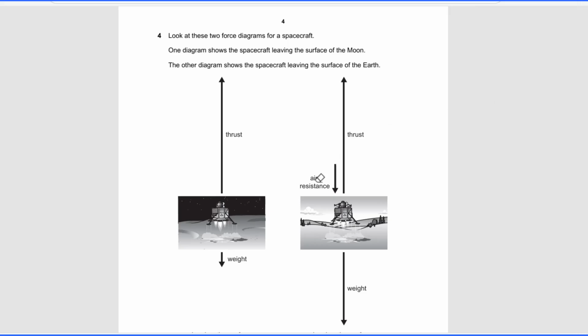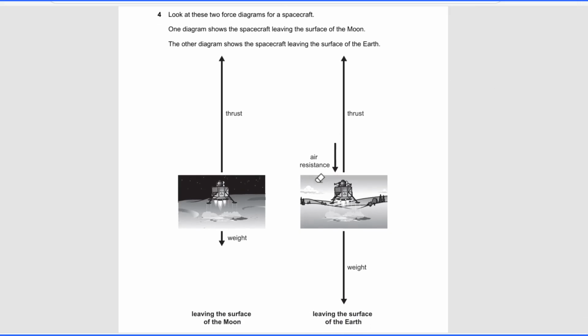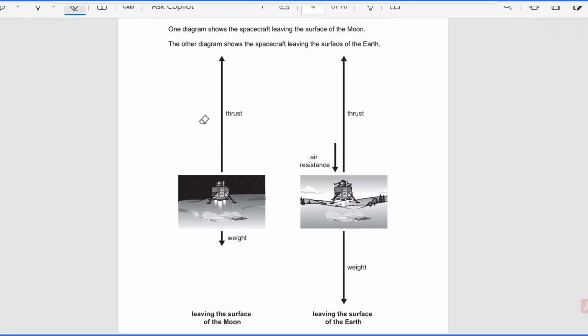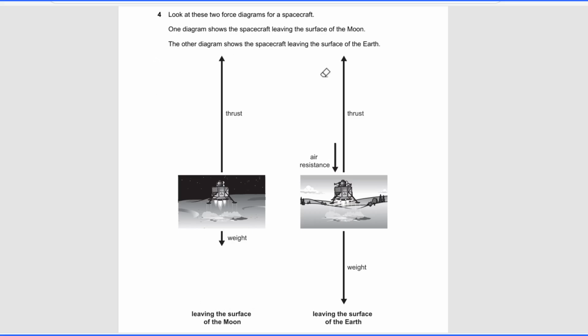Now let's check out number 4. Look at these 2 force diagrams for a spacecraft. One diagram shows the spacecraft leaving the surface of the moon. The other shows the spacecraft leaving the surface of the Earth. Right, so there is a diagram here: thrust upwards, weight downwards, and this one is weight and thrust at the same time, and air resistance on Earth.